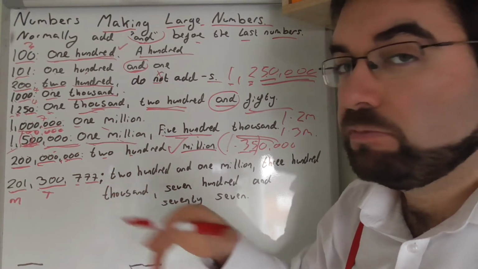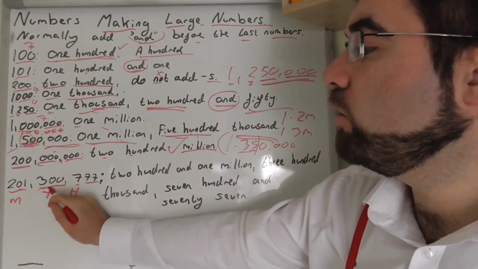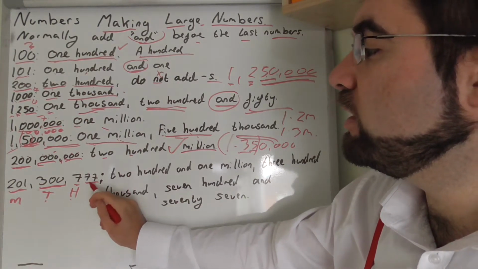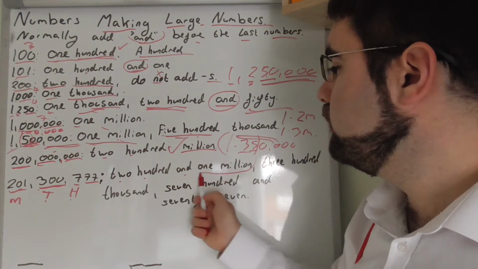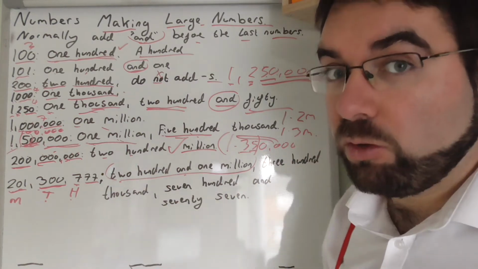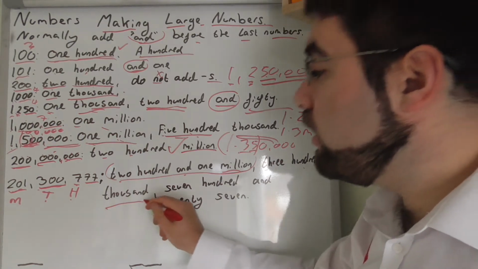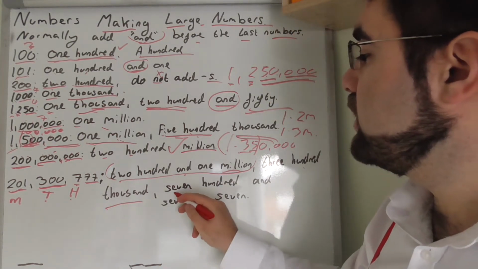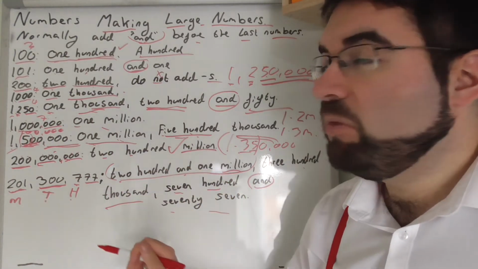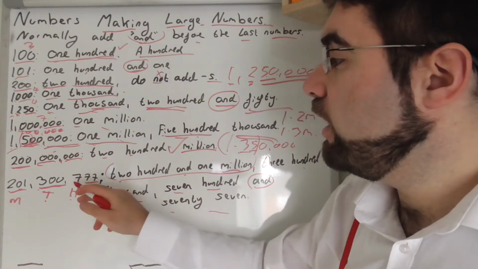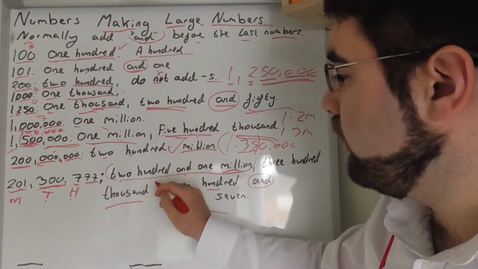201,300,777. 201 million, it gets really long, like a whole sentence. 201,300,777. We could put "and" here as well.